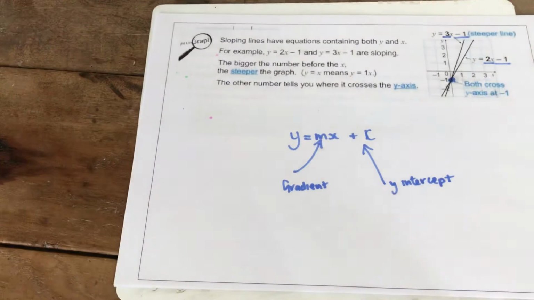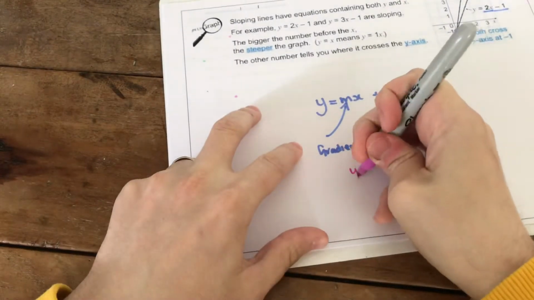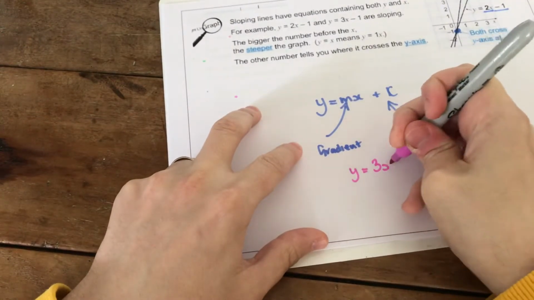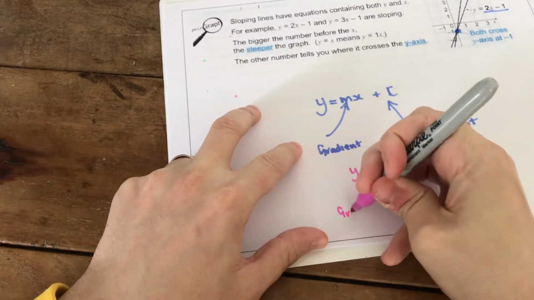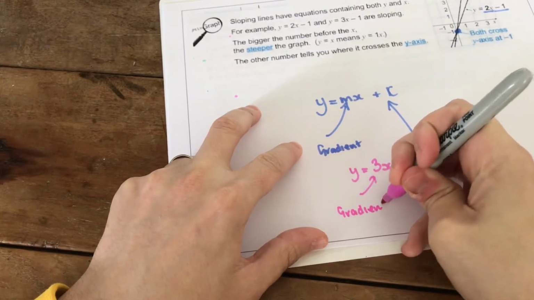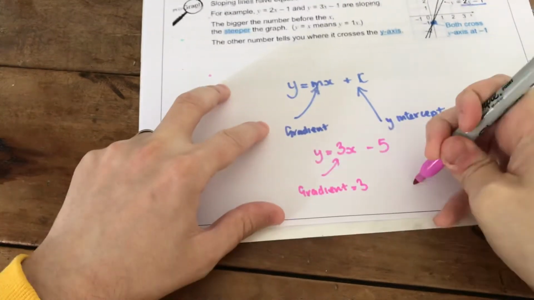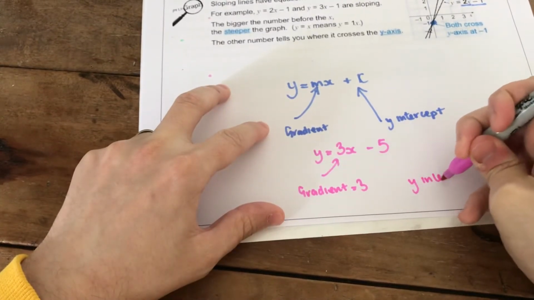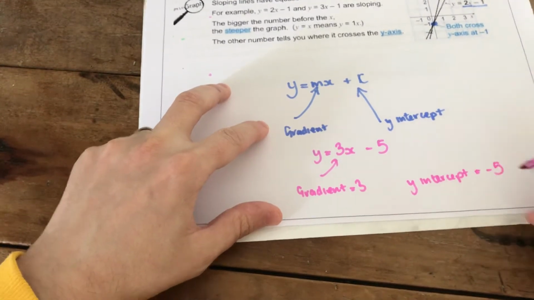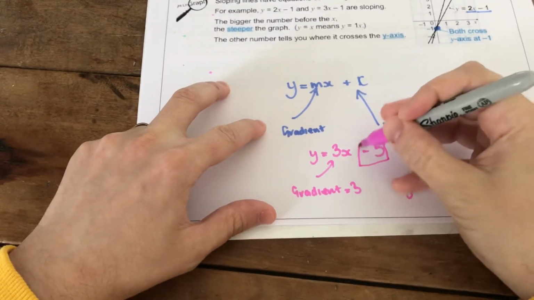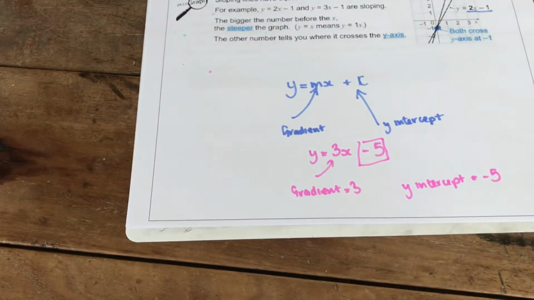So if we have an equation of a line here, y equals 3x minus 5, that means that it has a gradient of 3 and a y-intercept of minus 5. So you have to include the sign in front of that as well.